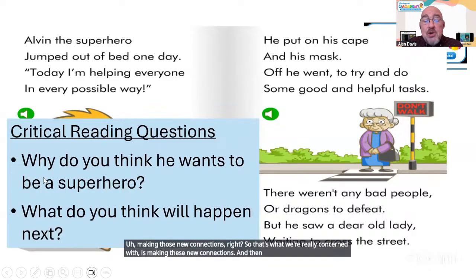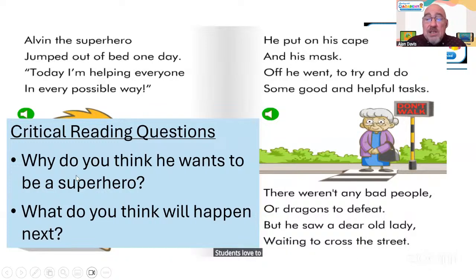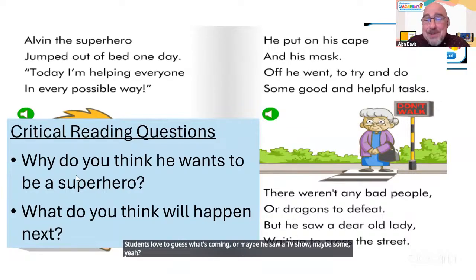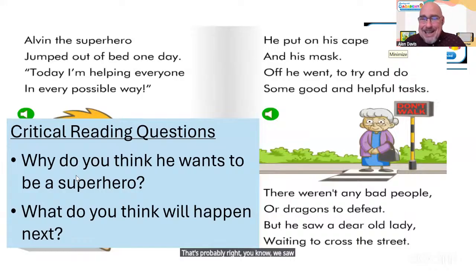And then what do you think will happen next? This is a great question. You can always ask this question. This is the best question for stories because students love to guess what's coming. Maybe he saw a TV show, maybe... Yeah, that's probably right. You know, he saw Batman or something like that. Okay.